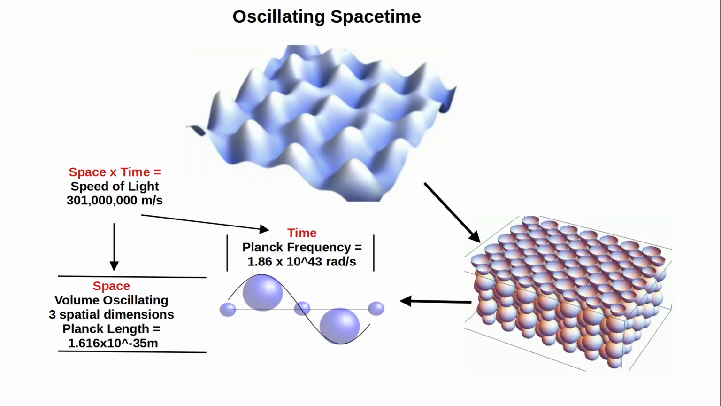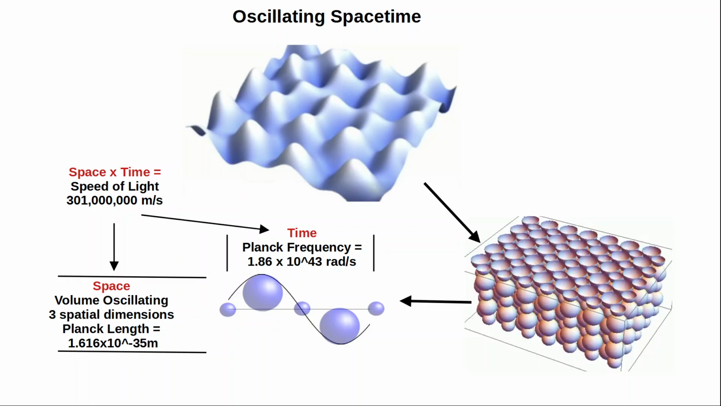So as you notice, the oscillations as they're broken down, each oscillator changes in volume. The changing volume has to do with our three spatial dimensions, and the frequency at which these oscillations change, which is Planck frequency, is your time. So this is how space-time is related together in the universe.